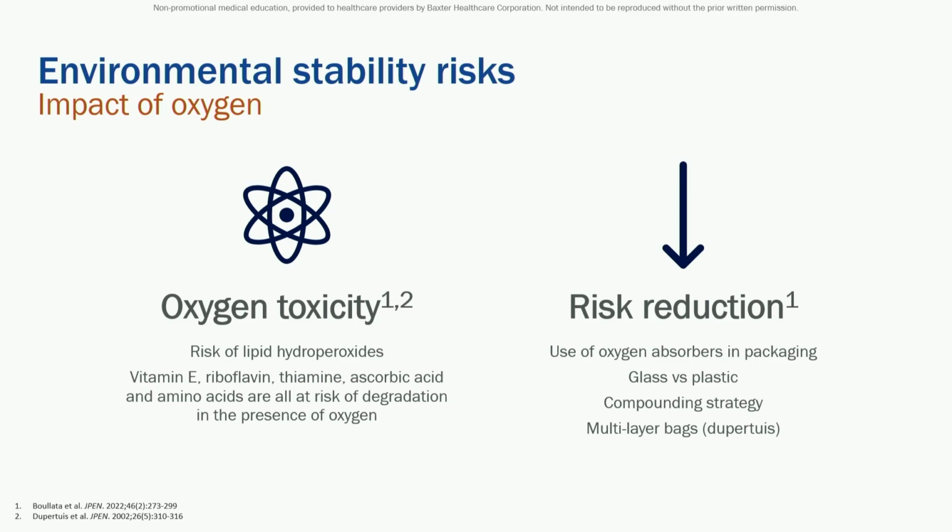Your glass versus plastic containers. Plastic has a higher oxygen permeability than glass, and multi-layer bags have been proposed as a potential option to reduce some of that. But if you're using glass, then you lose some of the benefits of transportability and safety, things like that as well. And then finally, your compounding strategy. As your PN is being compounded, you want to reduce the introduction of oxygen at every point that you possibly can.